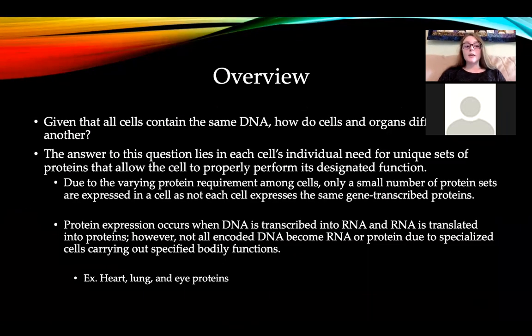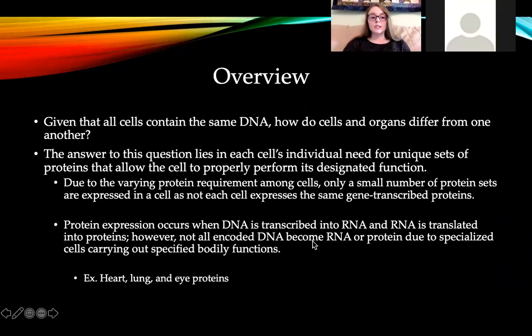So, overview. Given that all cells contain the same DNA, how do cells and organs differ from one another? The answer to this question lies in each cell's individual need for unique sets of proteins that allow the cell to properly perform its designated function. Due to the varying protein requirements among cells, only a small number of protein sets are expressed in a cell, as not each cell expresses the same gene-transcribed proteins.